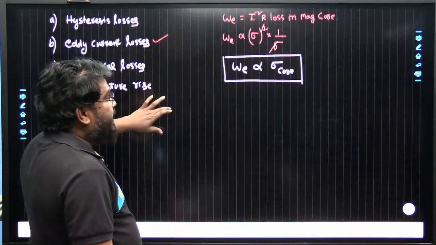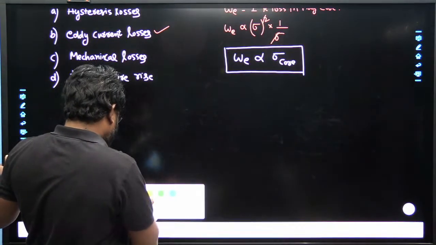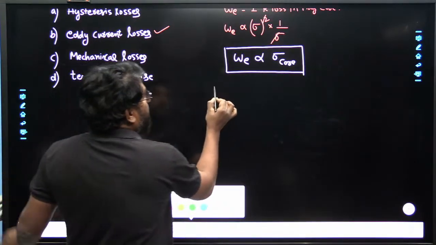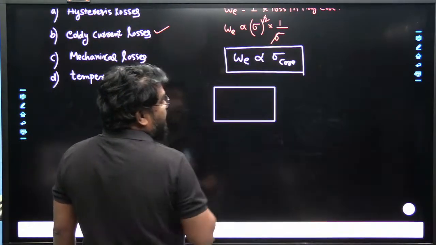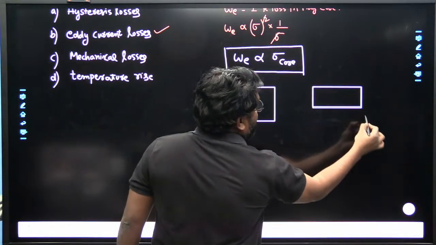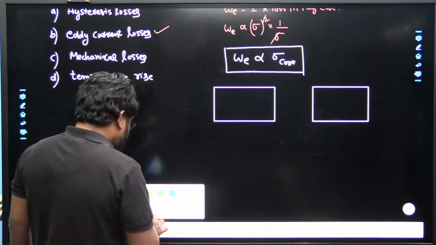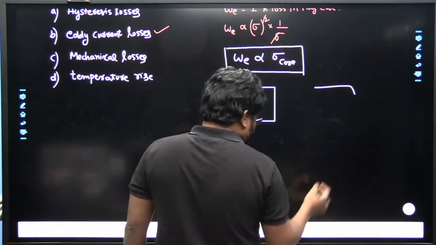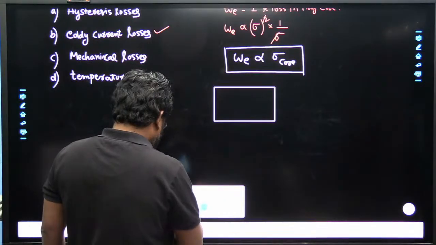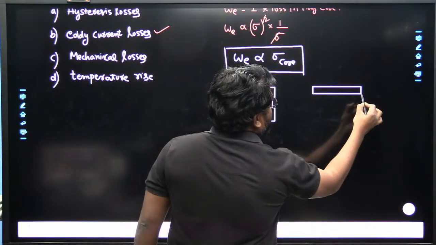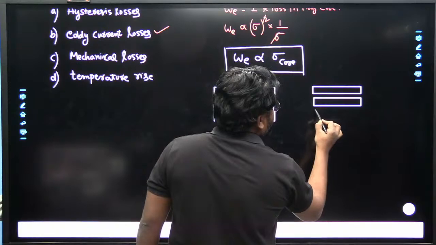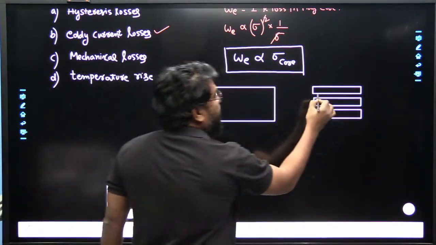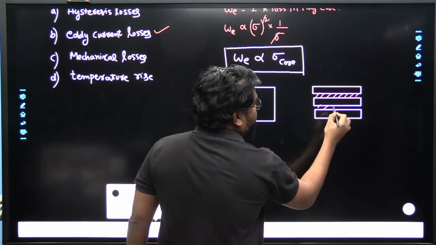Suppose we have taken two materials: one is unlaminated material, a solid steel, and the other one is laminated steel. Laminated steel means we have provided laminations: first lamination, second lamination, third lamination, and so on. Each laminated part is insulated by some amount of insulating material.